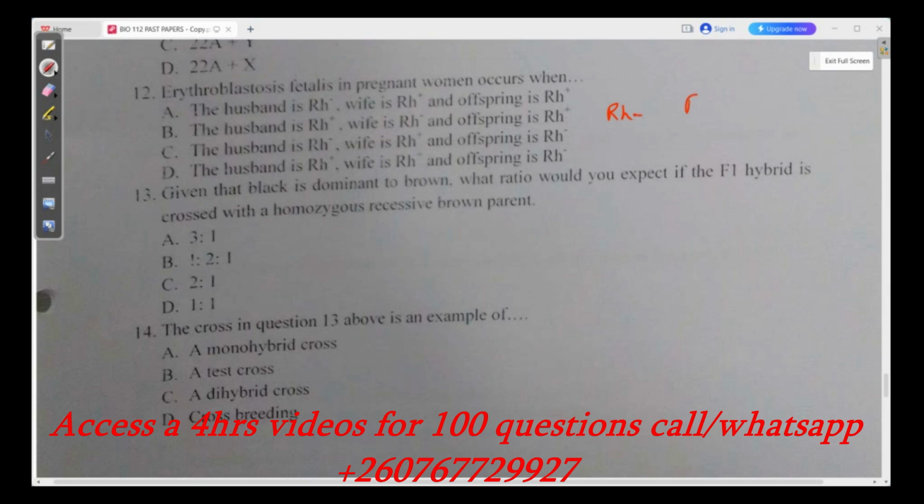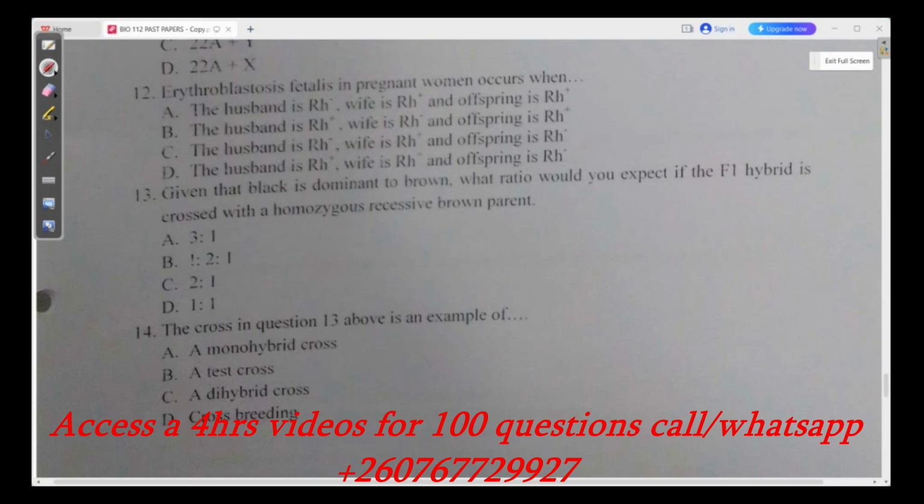But if the mother is now to carry the second pregnancy, the baby is going to die because the blood of the mother has been sensitized against rhesus positive. So it's going to produce antibodies which are going to react against what? Rhesus positive fetus, thereby attacking it, and it's going to die a premature death.